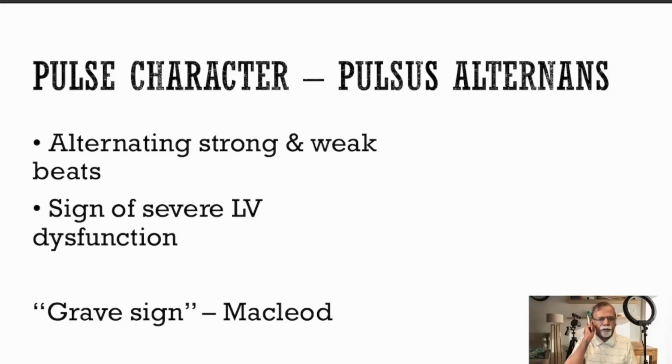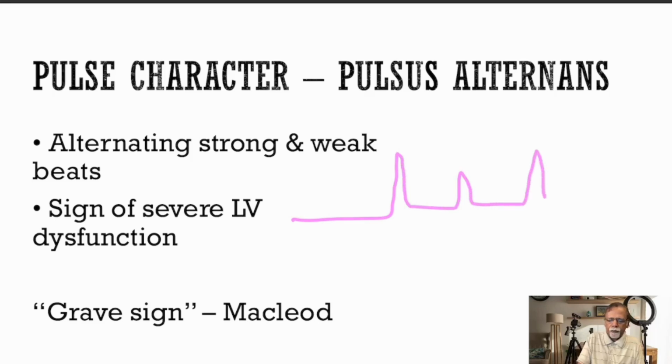Now going to the characters, as already mentioned, the important characters are described in the central pulse. One or two you describe in the peripheral. One is the pulsus alternans. So what is a pulsus alternans? Pulsus alternans is alternating pulses that are large and small. So this is what is called pulsus alternans.